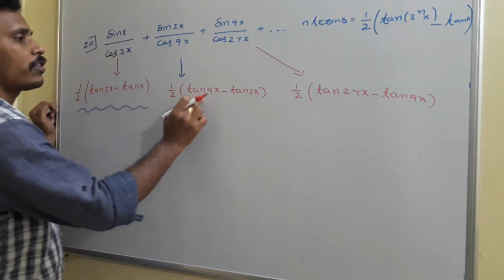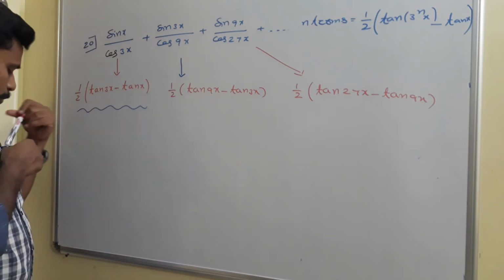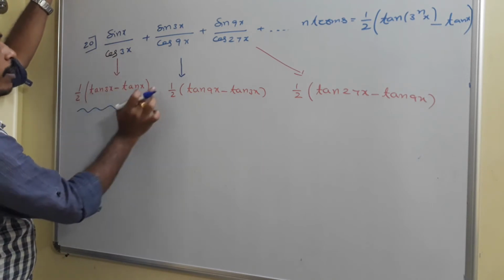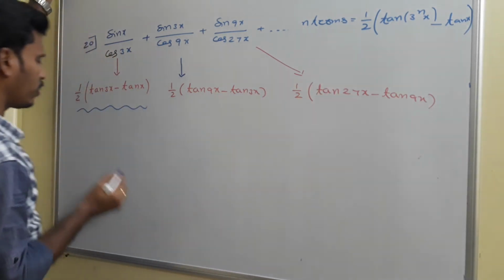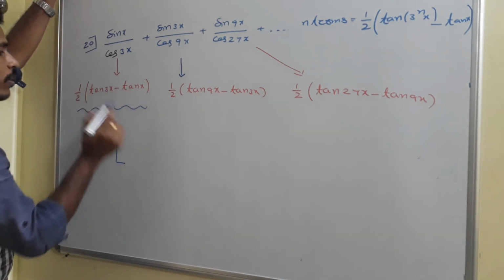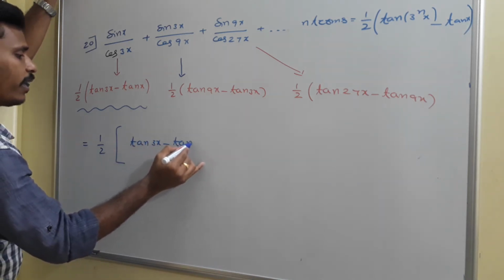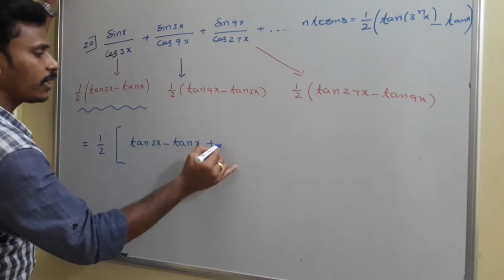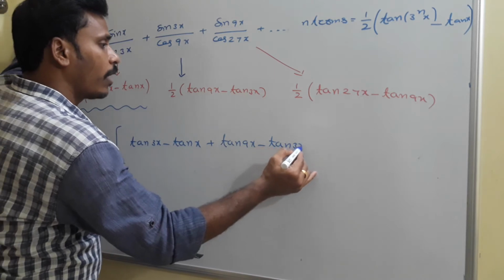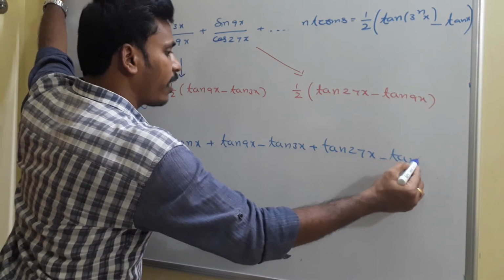This is just the first three terms. Like that we can add up to n terms, okay? In the next step we need to add all those things. So the first term is this half plus this, everything is there. So you just common out half from all those terms. If you common out half, the first thing is tan 3x minus tan x, plus the second thing is tan 9x minus tan 3x, and the third thing is tan 27x minus tan 9x.